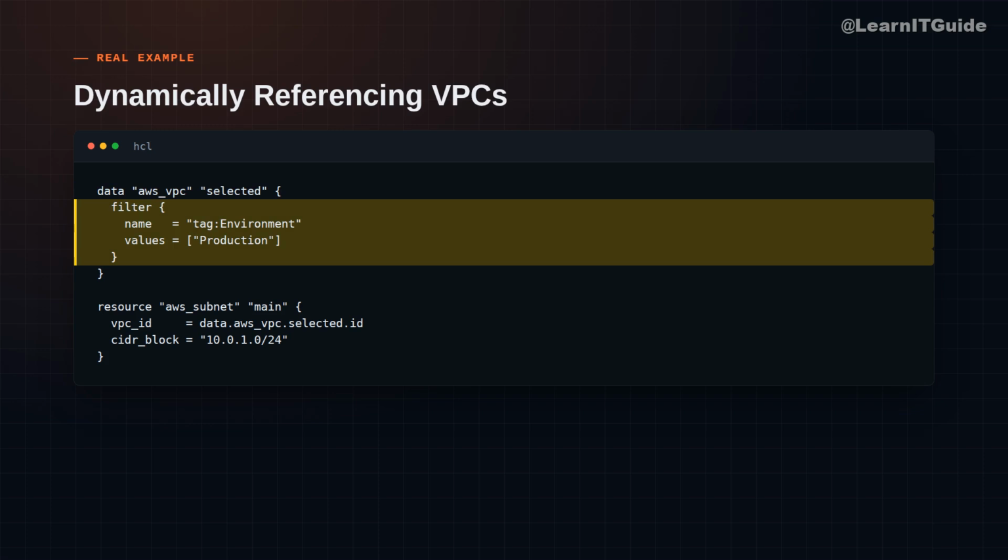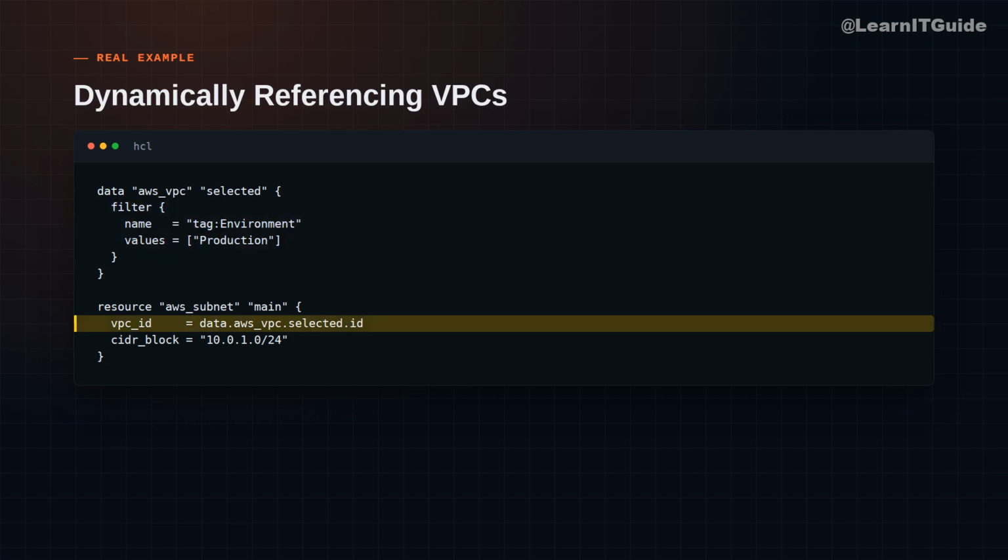Then, in the subnet resource definition, we reference data.aws_vpc.selected.id. This is the key point. If the network team recreates the production VPC with a new ID, your Terraform code will automatically adapt and connect the subnet to the correct VPC without a single line of code change.